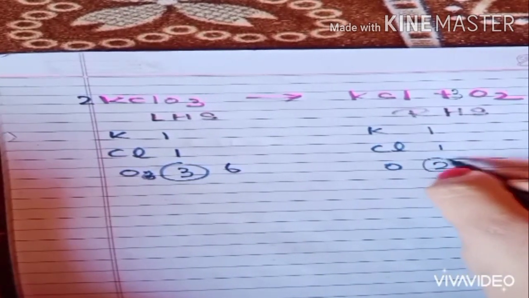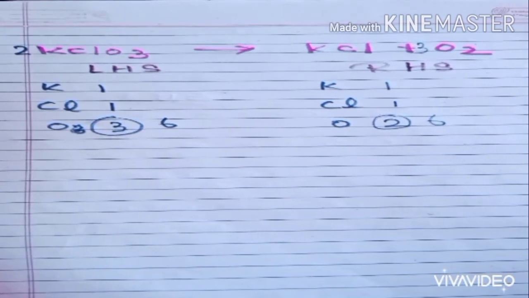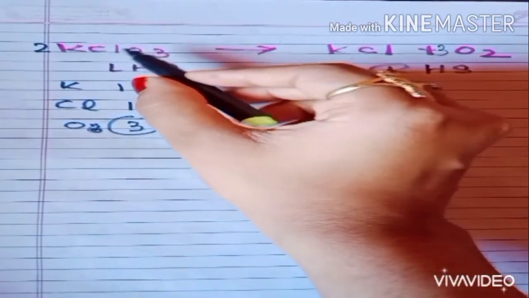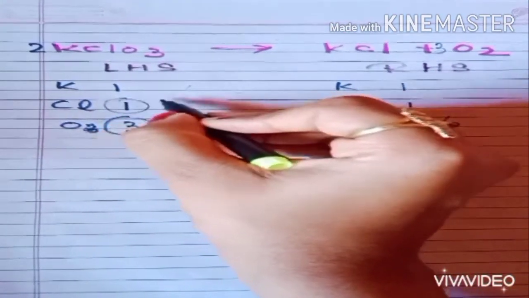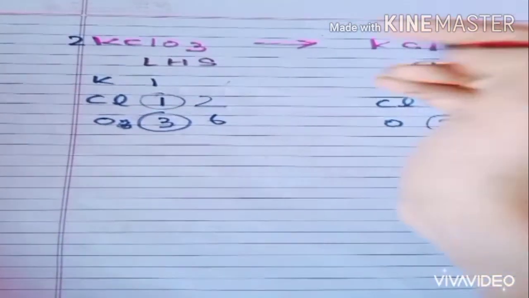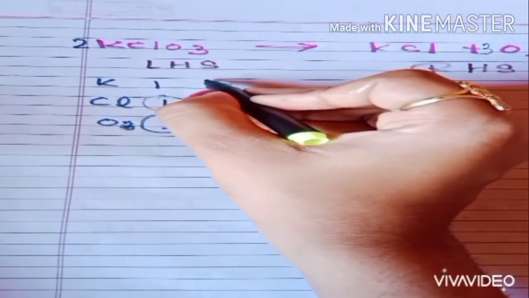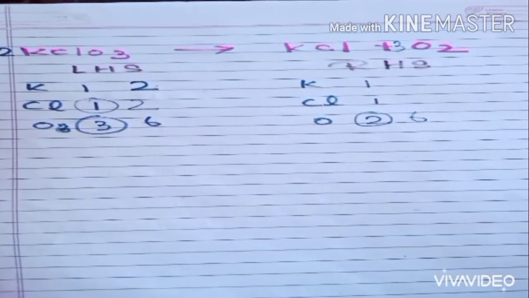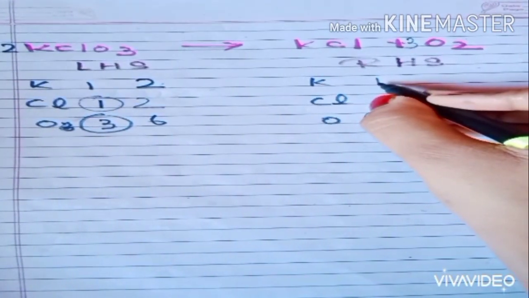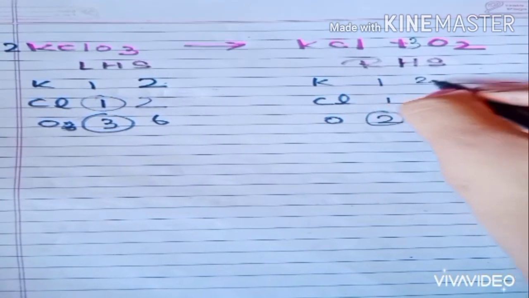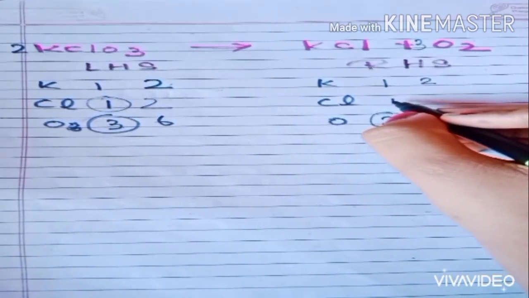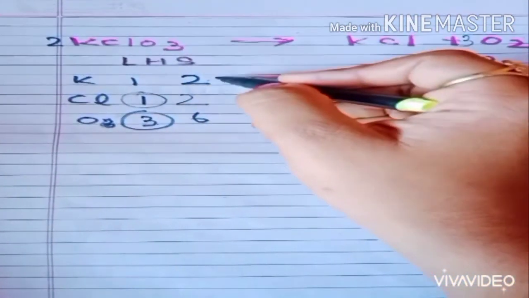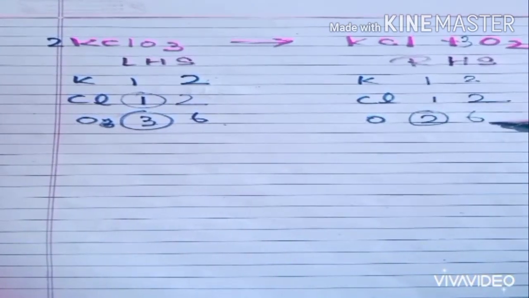But the numbers of potassium and chlorine we have to check again. Chlorine has now become 2, so you have to write 2 here also, and potassium will also become 2, so you write 2 here. Now check the RHS side. Here we have only one chlorine atom, so you have to multiply potassium and chlorine both by 2, and write 2 here. Then 2 to 6 and here 2 to 6. That means the equation is balanced.